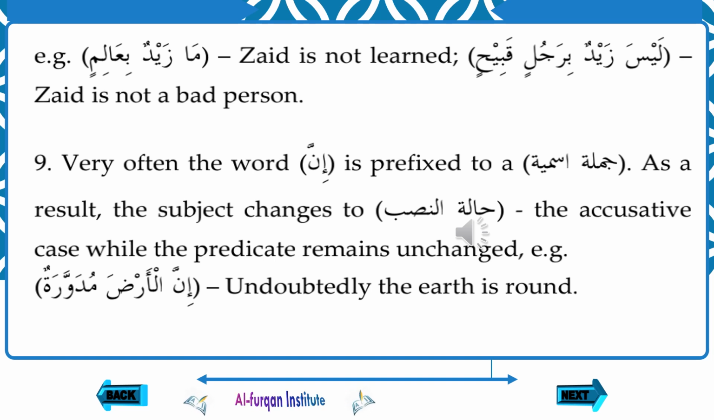So inna al-arda. It is because of inna that arda takes fatha, and when it is fatha, that is hala to nasb, it will take fatha. But the predicate, which is mudawwaratun, still remains in the marfu' state. So halatu raf'in still remains, that's why it takes dammatayn. So inna al-arda mudawwara. So undoubtedly the earth is round.